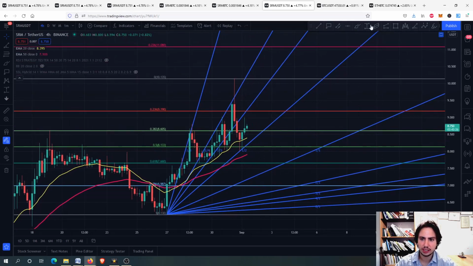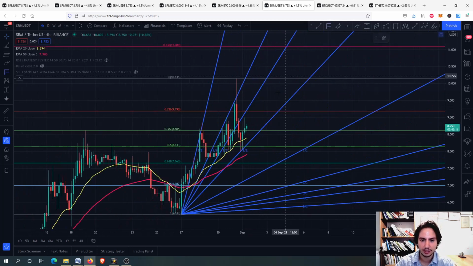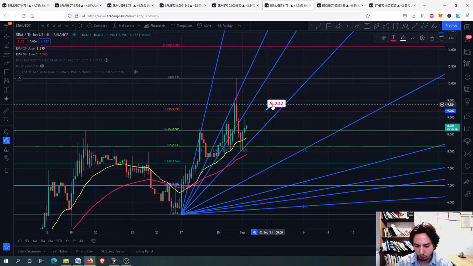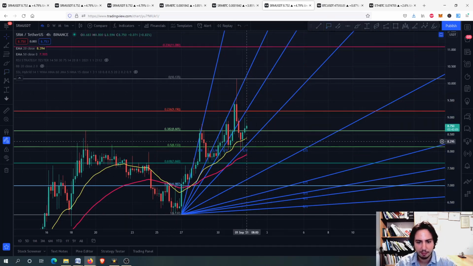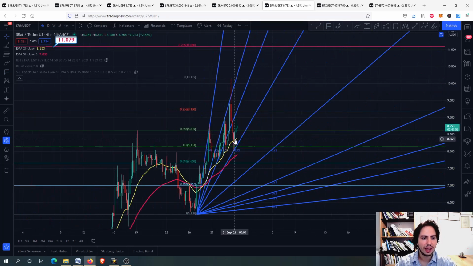Now we want to see on this circle right here that I have formed, you can see this square almost. You can see that we might be wanting to get above the 9.1. Okay, so if we get above the 9.1, it will be good. For now, we are holding the 20-day EMA. You can see we didn't close below the 20-day EMA. That is very, very good for SRM.